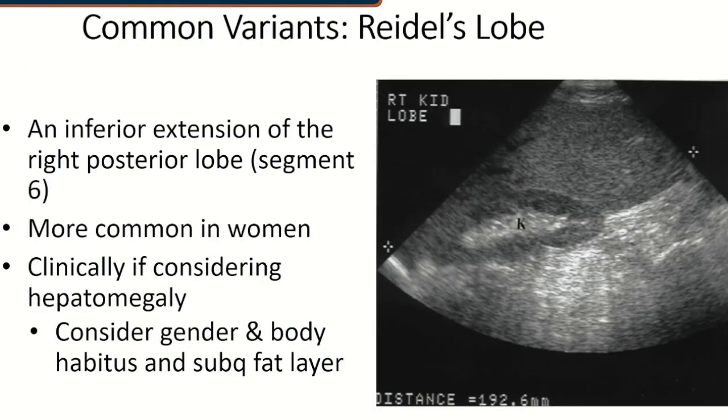Again, a common variant, a Riedel's lobe, an inferior extension of segment 6. And it is considered a Riedel's lobe if it travels inferior beyond the lower pole of the right kidney.